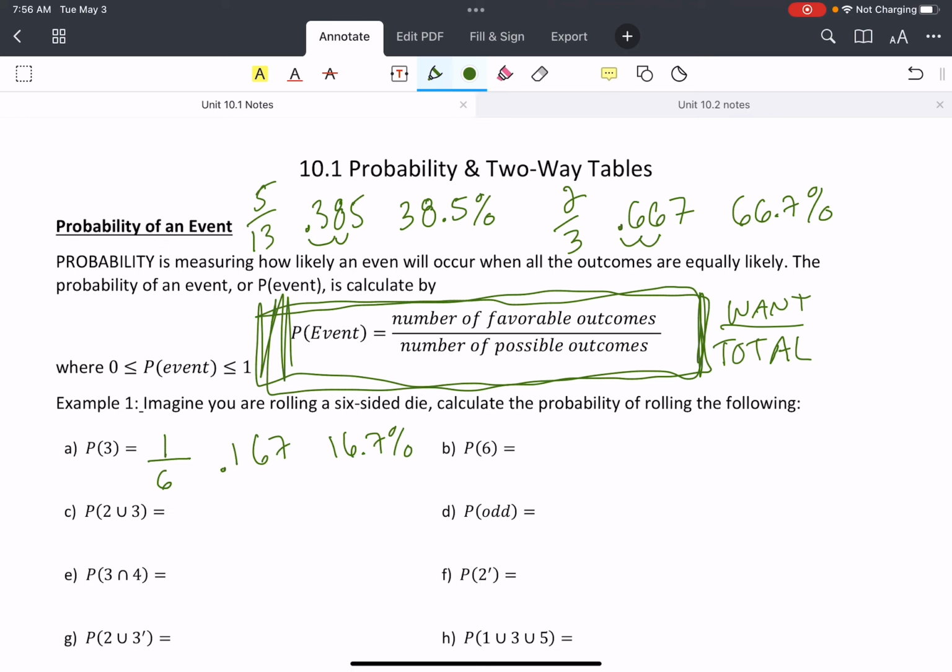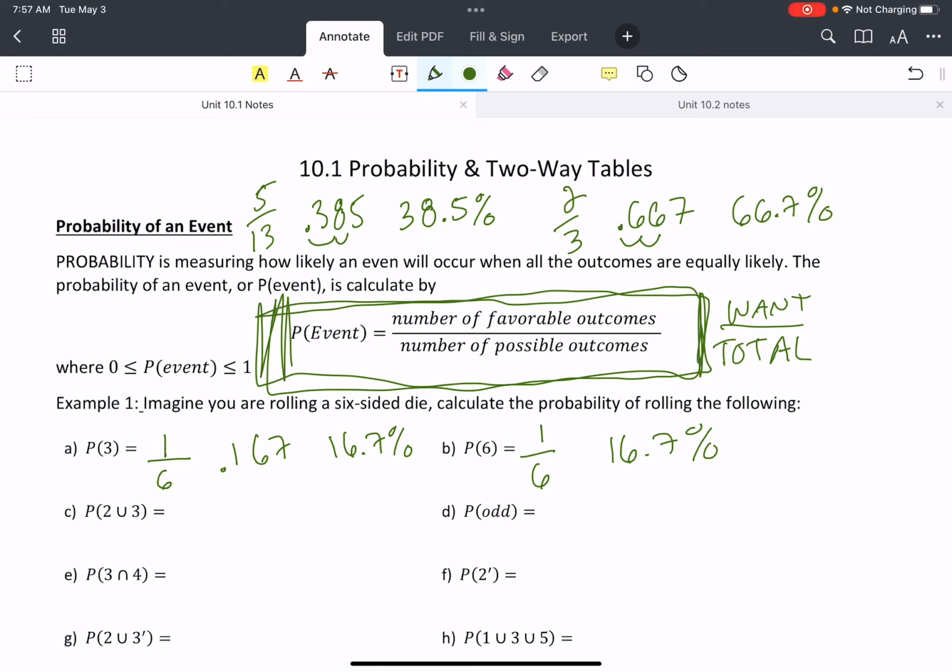Okay, so on B, it's a totally different outcome that I want. Does that mean the probability of it happening is going to be different? Okay, Zach says no. Why, Zach? Because you're still only looking for one side. Good. There's still only one side that works. That's perfect. So it's still 1 is what I want, and 6 is the total. So that's going to, again, be the 16.7% chance. We're doing okay so far? Any questions?